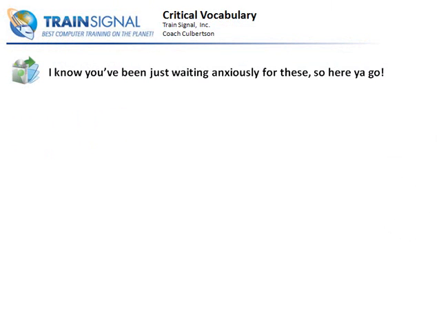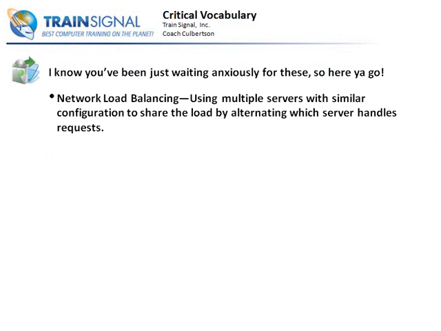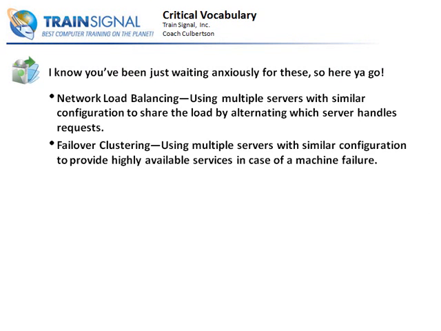All right, so critical vocabulary, and I know you had just been waiting for this. So here we go. Network load balancing: using multiple servers with similar configuration to share the load by alternating which server handles requests. Failover clustering: using multiple servers with similar configuration to provide highly available services in case of a machine failure. Remember that a failover cluster basically allows one machine to die, but the service still remains available to users. And we're going to see that also when we do our media server. We're going to create a failover cluster for our media server as well.